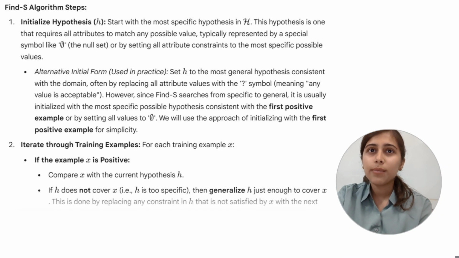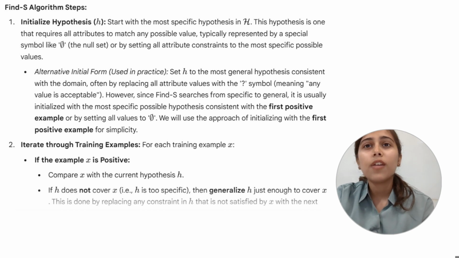Find-S algorithm steps. The first step is to initialize the hypothesis. Start with the most specific hypothesis. This hypothesis is one that requires all attributes to match no possible value, typically represented by a special symbol like the null set, or by setting all attribute constants to the most specific possible values.